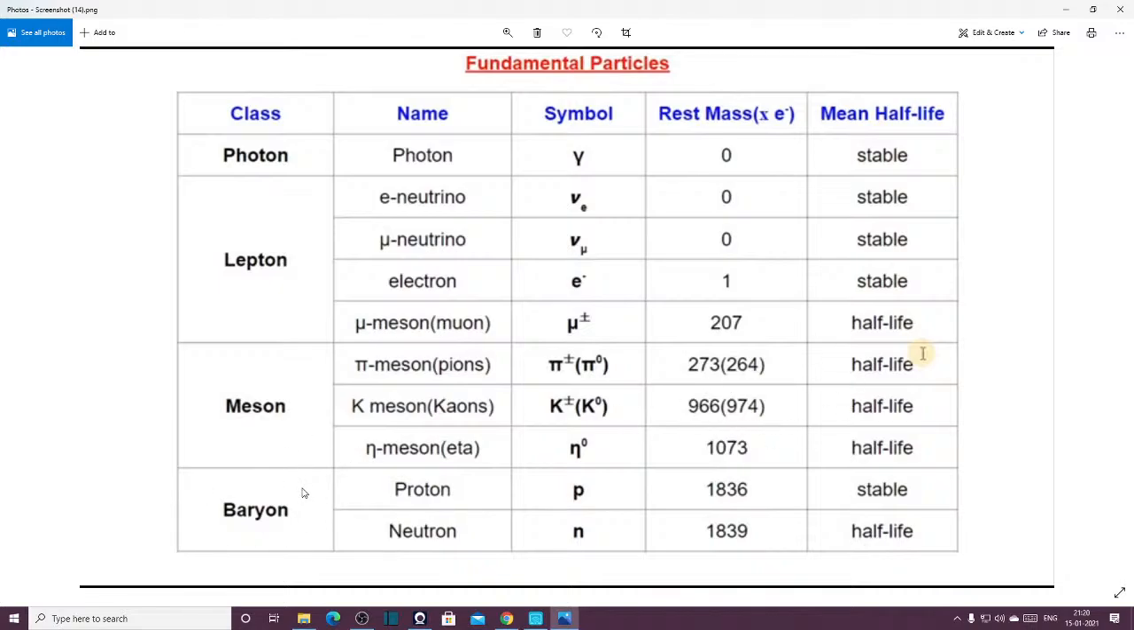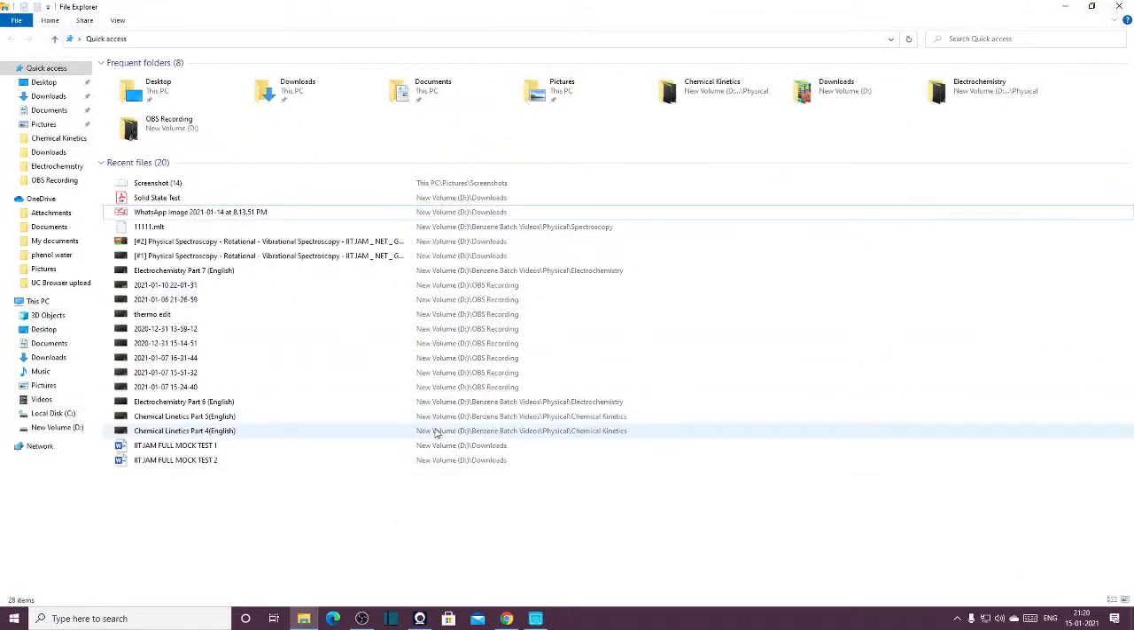Then last, coming to baryon. Baryon means, look at this, proton and neutron. Actually these protons and neutrons are part of the baryon class, and the proton is stable but the neutron has a half-life. That means the neutron generally shows radioactive disintegration, and one time will come when the neutron will get converted to another particle. Actually what happens is the neutron gets converted to a proton, and I will tell you this when I teach radioactivity in your IIT JAM syllabus. Fine. So that's all about this.